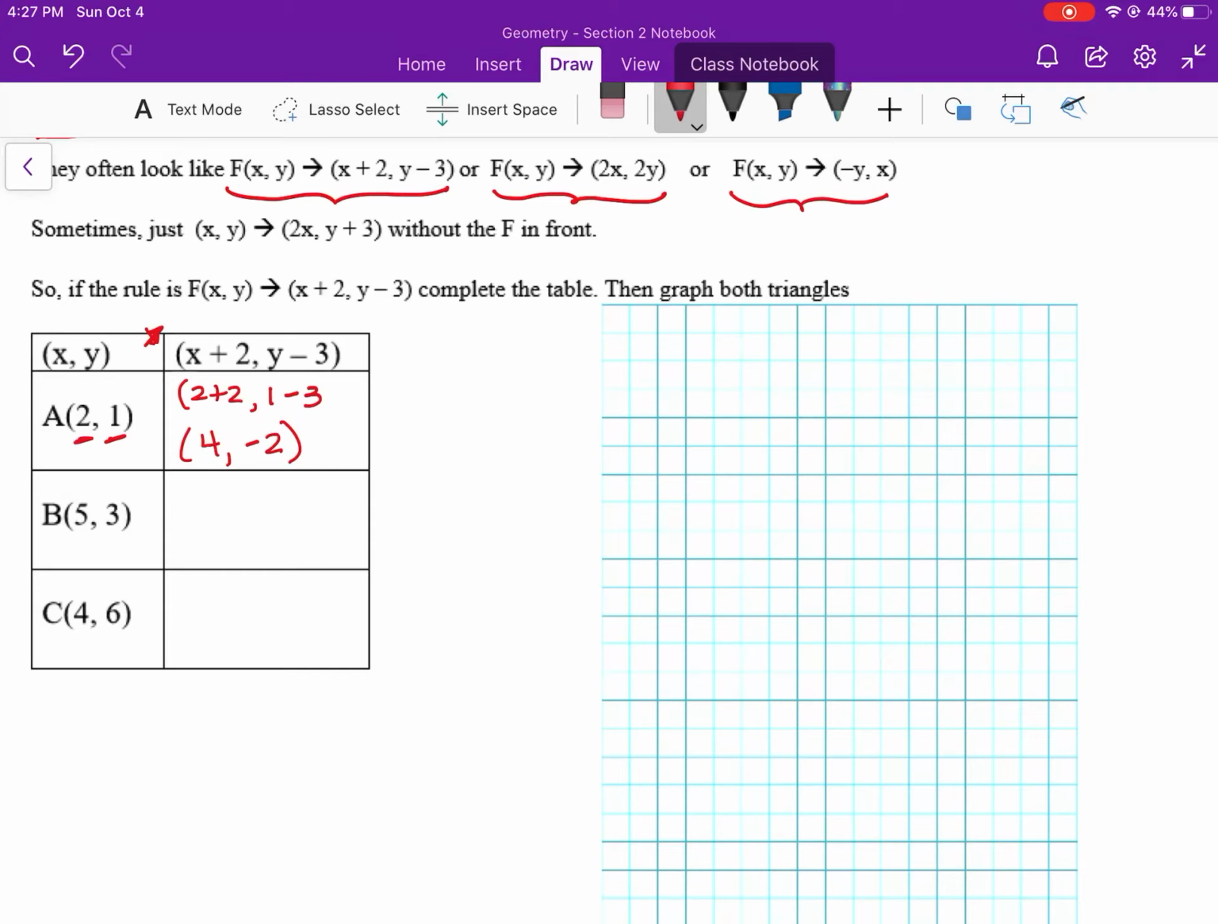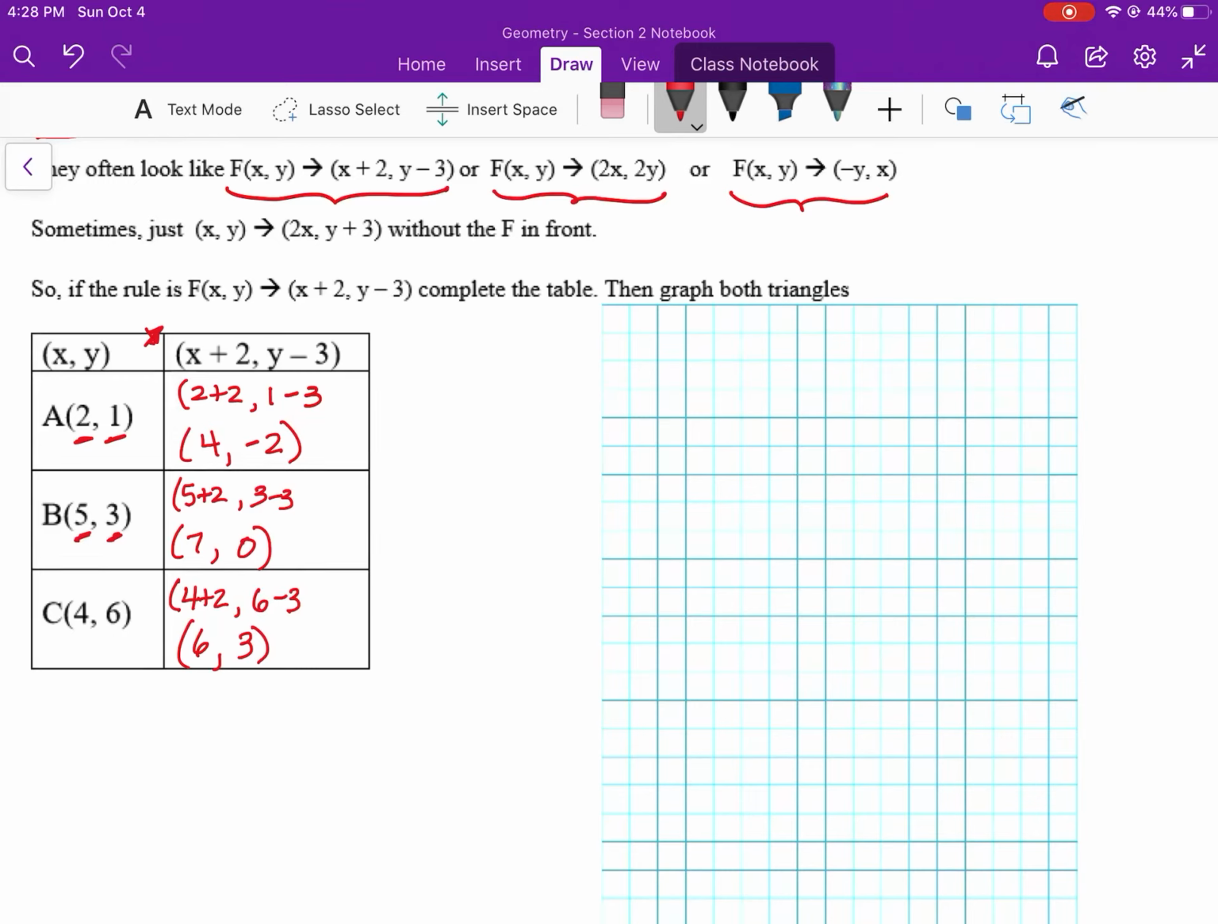Now I'm going to do the same thing for B, okay? So B, x is 5, so 5 plus 2, well, that makes 7. Y is 3, 3 minus 3, well, that's 0. And so we're just going to be moving these points around on the coordinate axes. So now C, x is 4, so 4 plus 2 is 6, and 6 is the y, so 6 minus 3 is 3.